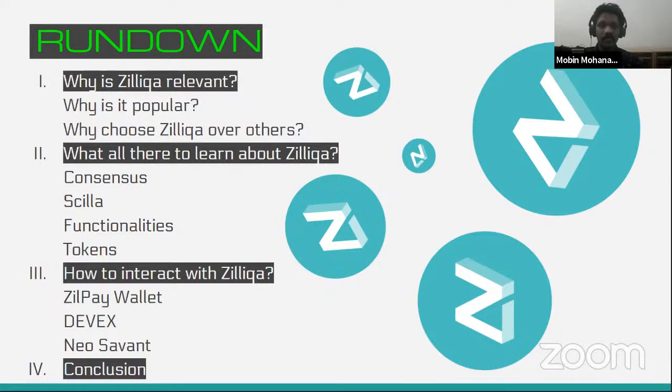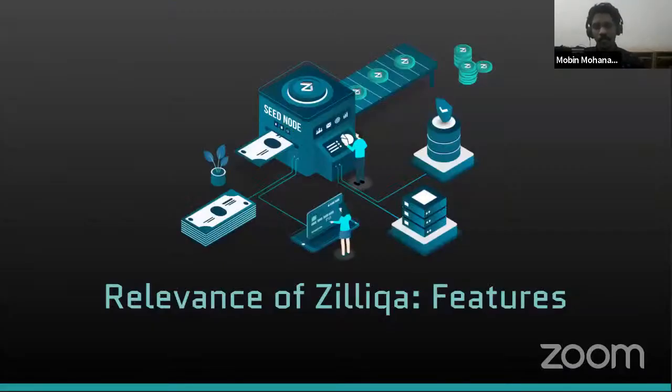And then in the third session, we will talk about how we can interact with Zilliqa, like the wallet used in Zilliqa, and how we can see transactions, like the blocks mined in Zilliqa. We have a block explorer which can be used in Zilliqa, and then the integrated development environment, and some other things where we can interact with Zilliqa. So let's move on to the first part where we talk about the relevance of Zilliqa, its features, what Zilliqa has over other blockchains, and why we should consider Zilliqa over others.